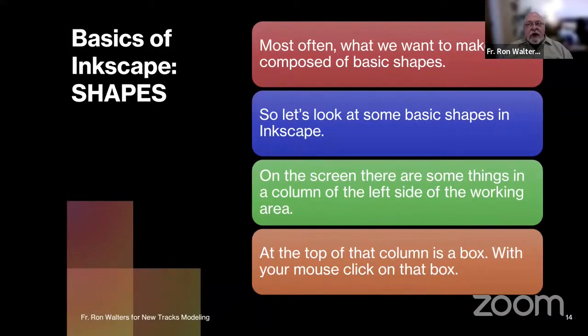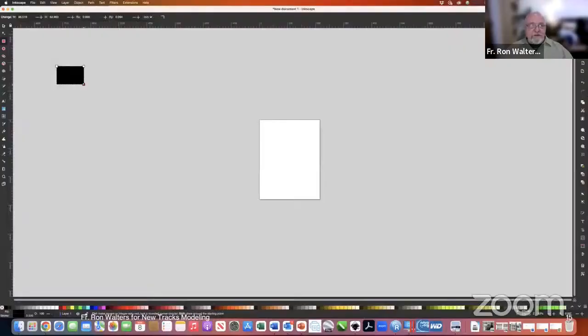Most often what we want to make is composed of basic shapes. So let's look at some basic shapes in Inkscape. On the screen, there are some things in a column on the extreme left of your working area. At the top of that column is a box. With your mouse, click on that box.